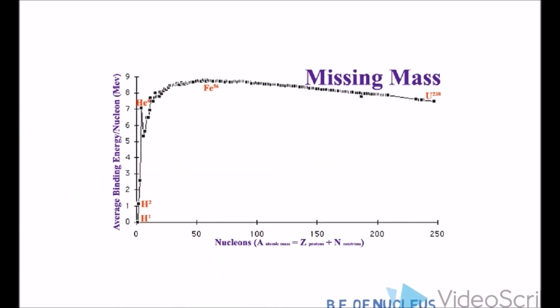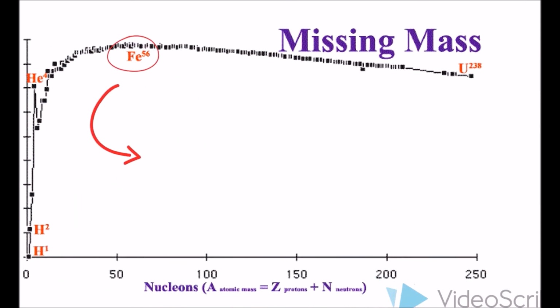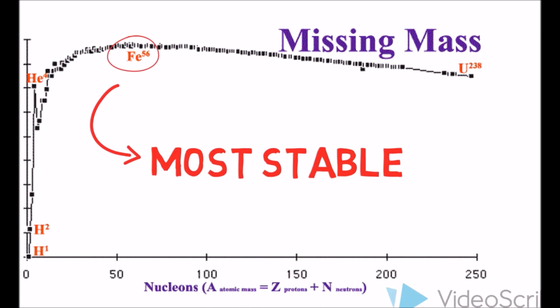We can clearly see that iron has the greatest value of the binding energy per nucleon, so iron is the most stable element found in nature.